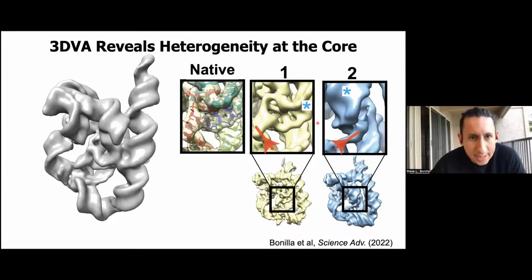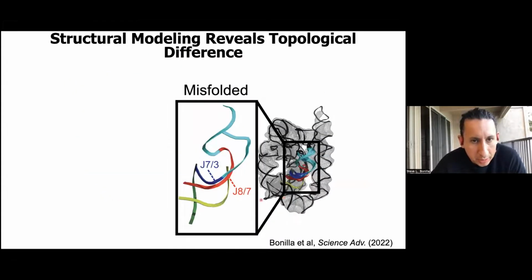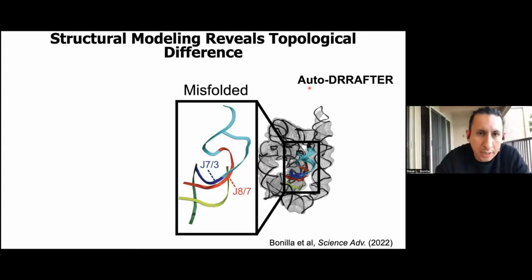So this yellow density here, this number 1 volume, was perfectly consistent with the native state, which had been solved by Navin Das and Wachu's lab. So that suggested that this other volume represents the misfolded ribozymes, and we were able to then refine those two structures, and then use tools to build a structure into the core of this misfolded state. And for that, we use this very useful tool. It's called AutoDRRAFTER, which I highly recommend to anybody who's working with RNA to look into.